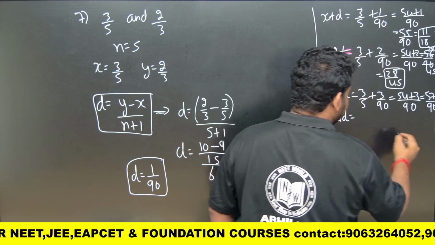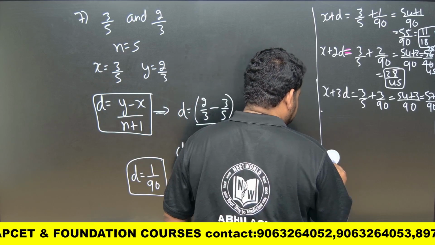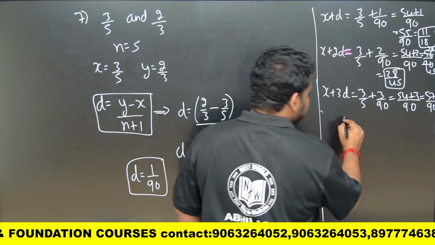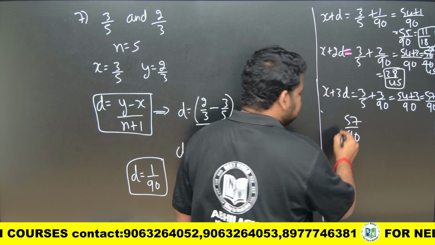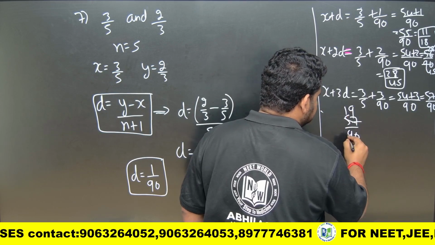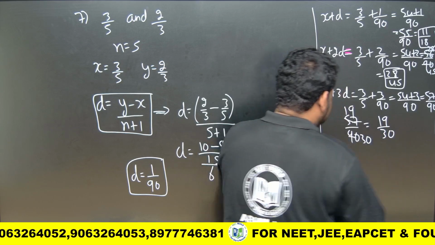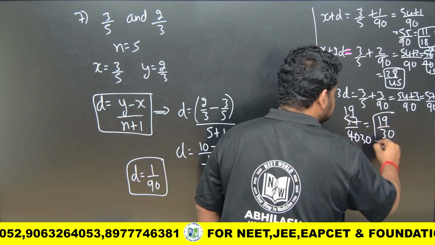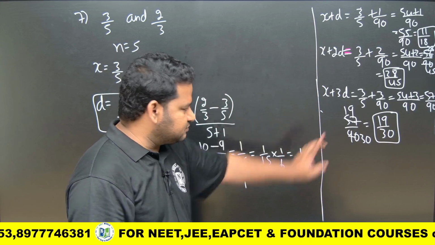Can I simplify this further? Yes, I can simplify this further. 57 by 90 can be written as what? I can divide it by 3. So 3 19s are 57, 3 30s are 90. So I will get 19 by 30. This is x plus 3d. In the end, you simplify. In the beginning, don't simplify. In the end, this is what I can get.